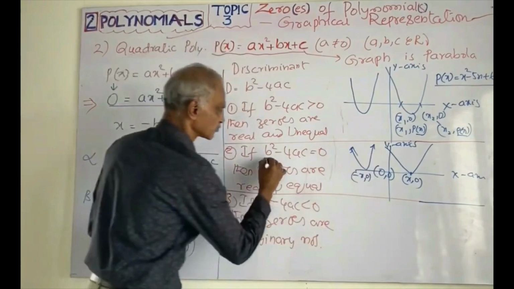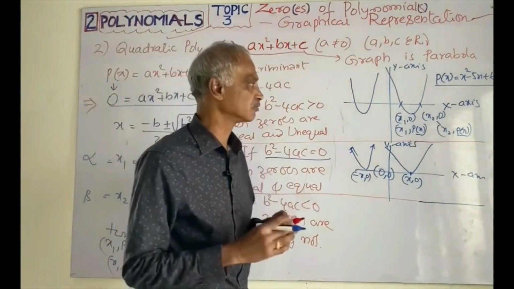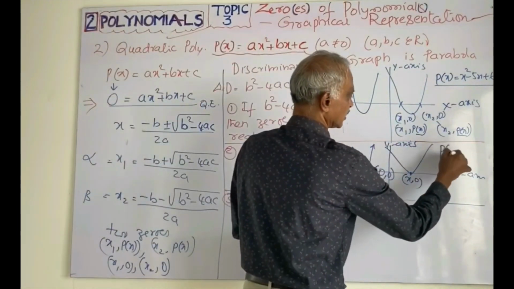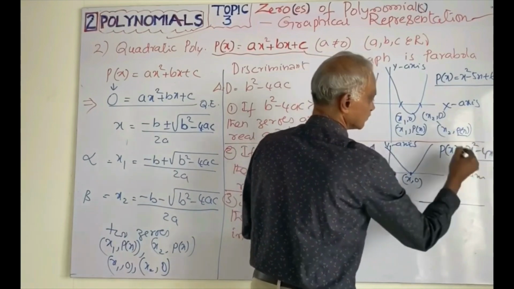Now the graph of this parabola will touch the x-axis at only 1 point if b square minus 4ac is equal to 0. I will take an example for this one: x square minus 4x plus 4.